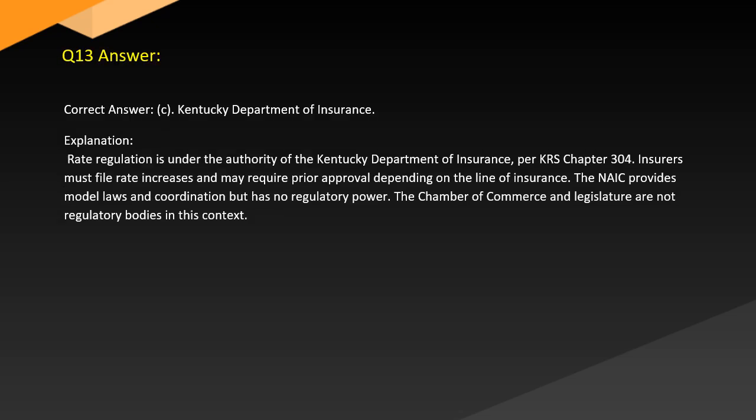Answer. Correct answer: C. Kentucky Department of Insurance. Explanation. Rate regulation is under the authority of the Kentucky Department of Insurance, KRS Chapter 304. Insurers must file rate increases and may require prior approval depending on the line of insurance. The NAIC provides model laws and coordination but has no regulatory power. The Chamber of Commerce and Legislature are not regulatory bodies.